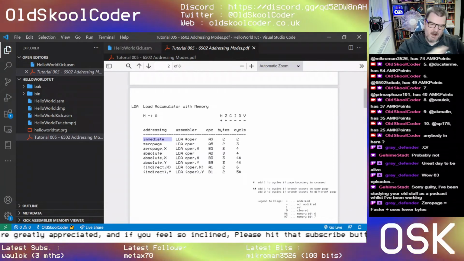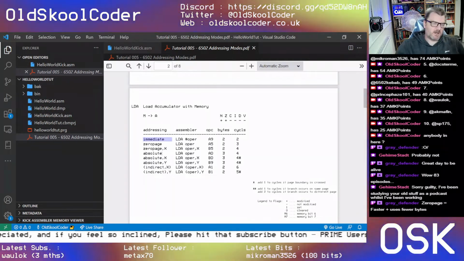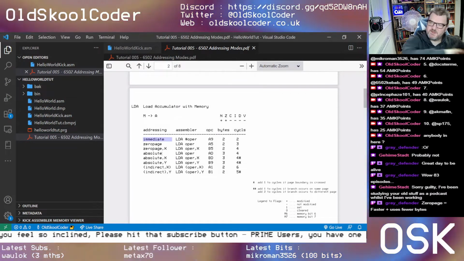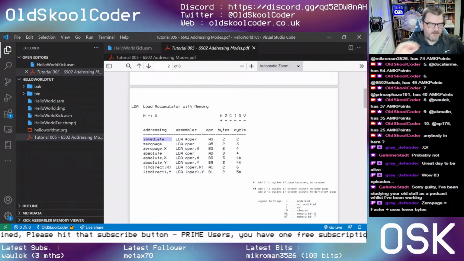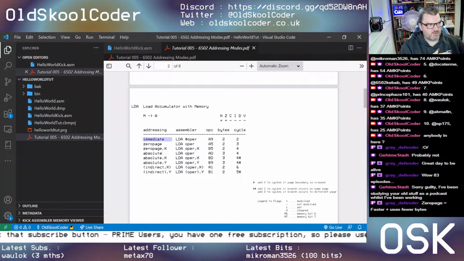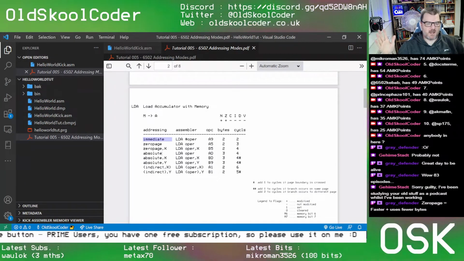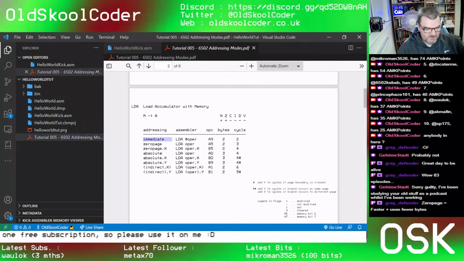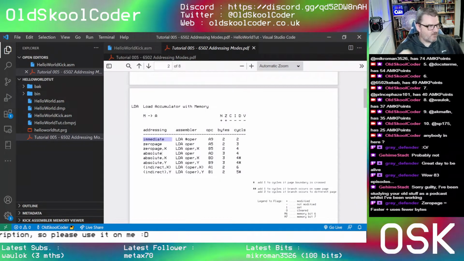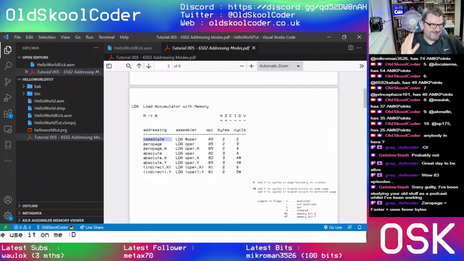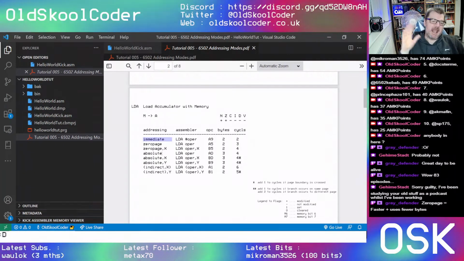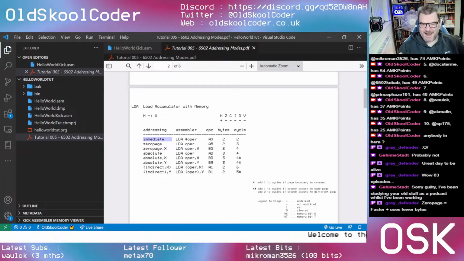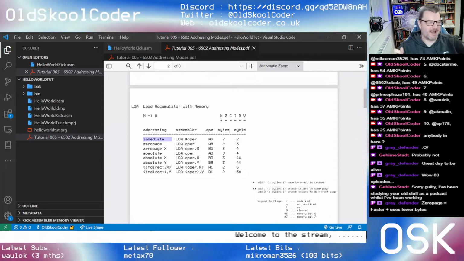Absolute is I want to read a memory location from 0 to 65535. That's the mode that allows you to read the entire memory stack. We've also got it indexed. And then the final two, which is indirect loading, we will get to later, because I'm not going to try and explain it in layman's terms now because it's not going to happen.